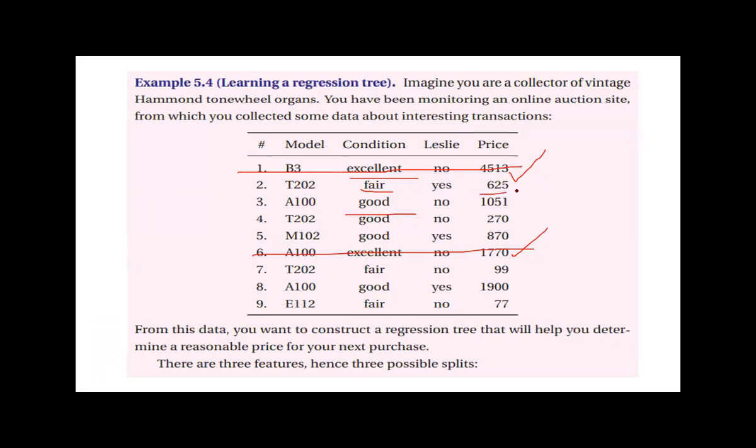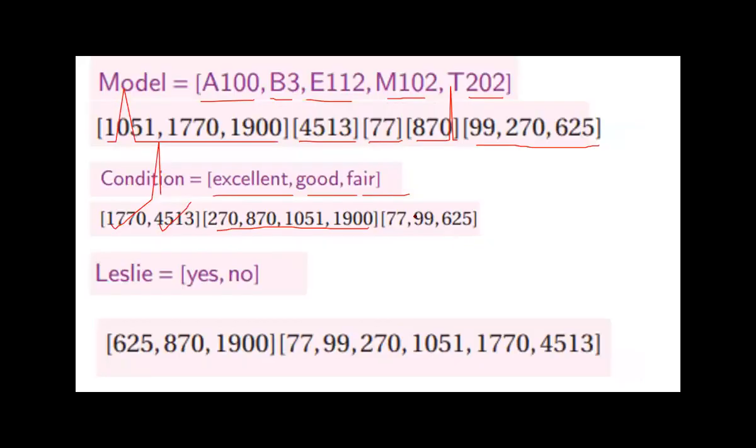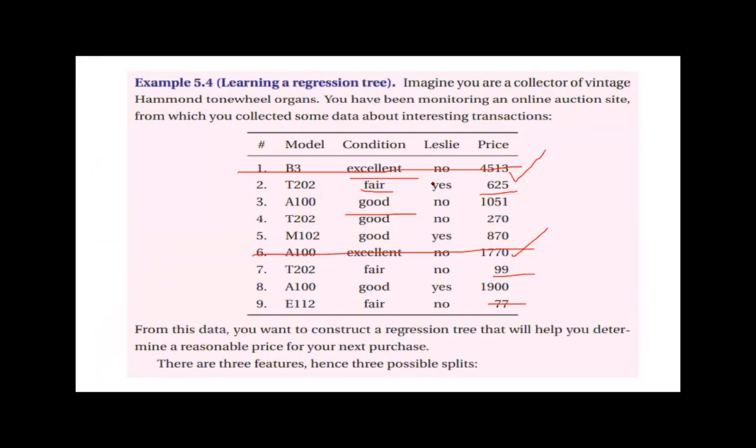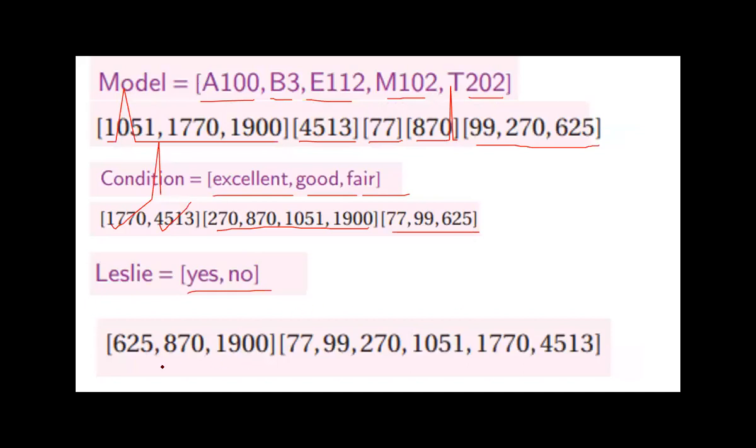So what are the fairs? 625, 99, and 77. Similarly, for the feature with values yes and no, how many yes are there? 1, 2, 3. Three yes: 625, 870, and 1900. Similarly, the remaining has been written here.